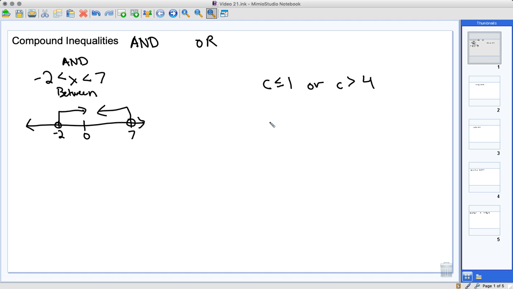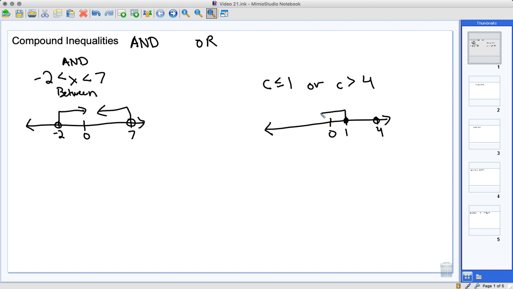Then for an "or" problem, same kind of thing, put 0 on there. We're going to put 1 and we're going to put 4. It is a closed circle on 1 and an open circle on 4. You can have one of each, it's okay. This first little piece says c is less than or equal to 1.